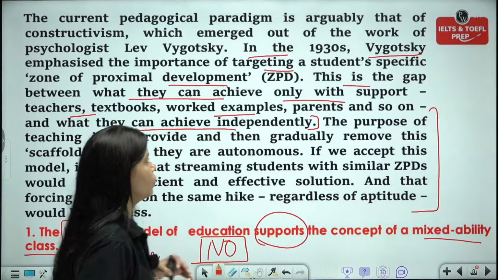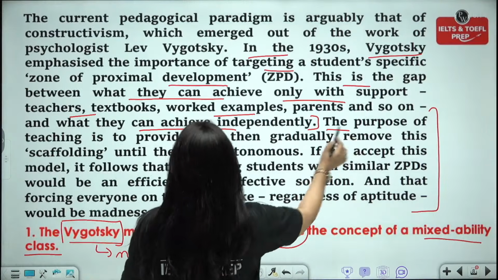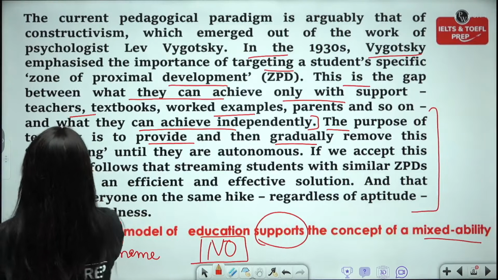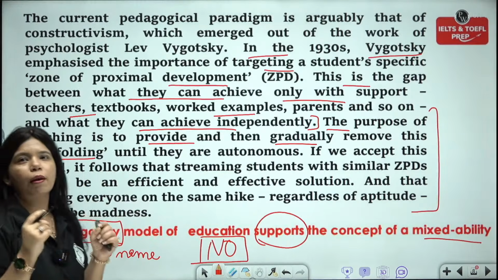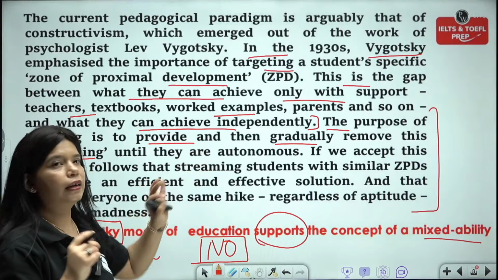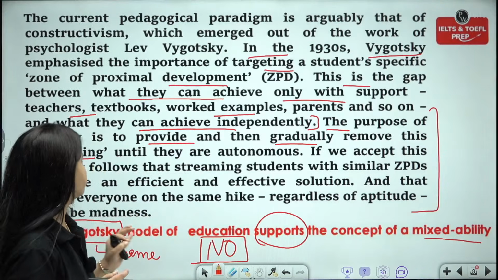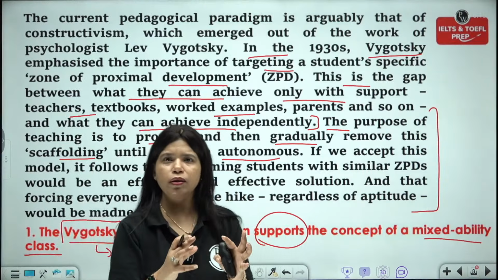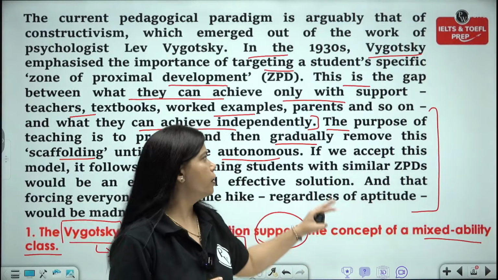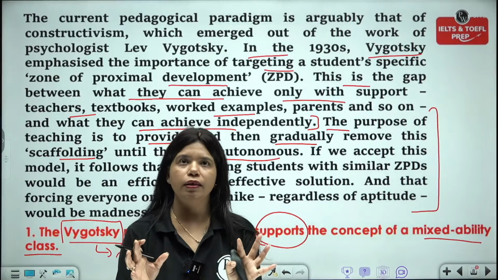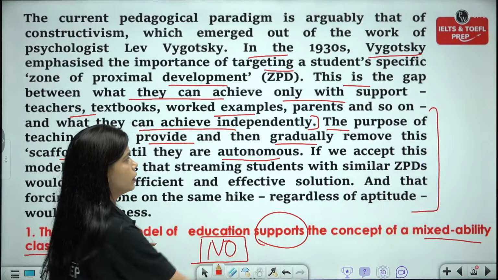Now let's read further. It says the purpose of teaching is to provide and then gradually remove this scaffolding. Scaffolding means support. That means they are saying provide and then gradually remove the support until they are autonomous. That means, first support the students, but then remove it until they are able to independently study. That is the tone here. Now comes the main punchline.